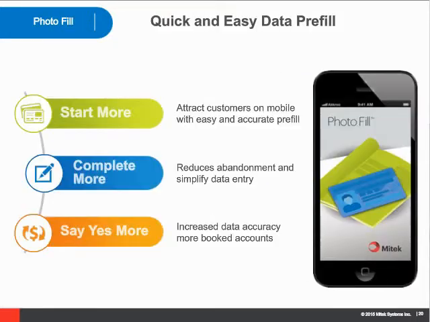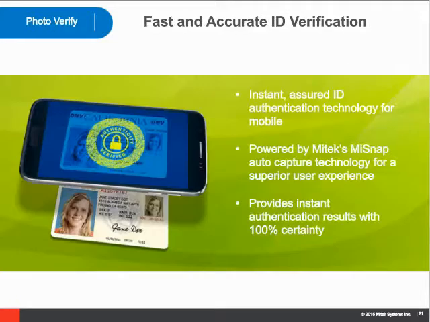So the first product I'll be showing you is Photo Fill. So Photo Fill is all about fast, accurate data. So pre-filling forms, being able to snap a picture of an identity document, and quickly getting that data put into the form. So I'm kind of simplifying the way I'm presenting our products to focus on identity documents. Photo Fill can also be used for other types of documents that may be important as part of the holistic account opening process. The second product is Photo Verify.